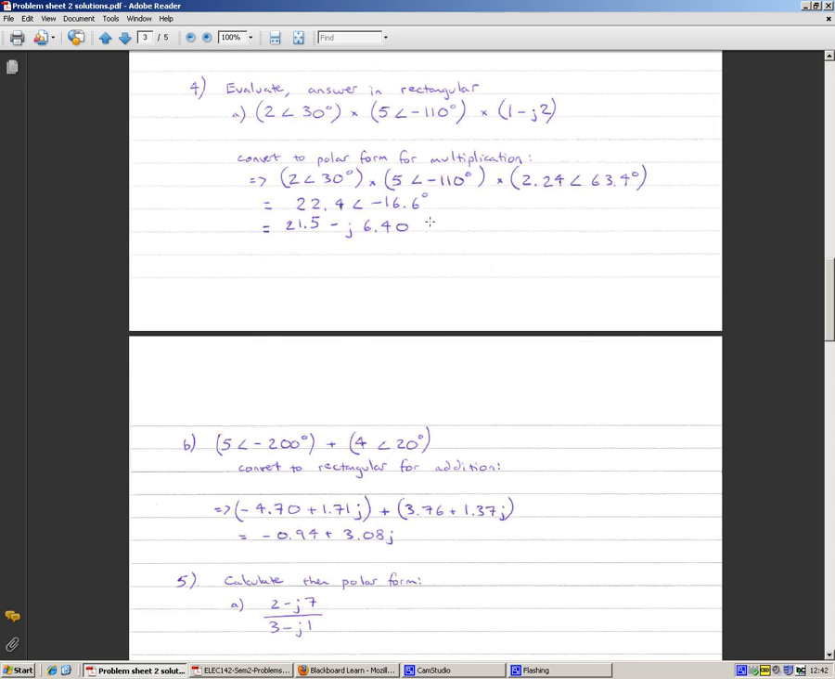A good exam technique is to find your answer, then read the question again to make sure you have fully finished answering that question, because quite often you'll be asked to find a series of things and then you'll have to round it all up to give a final answer.